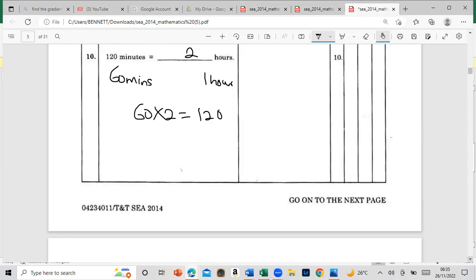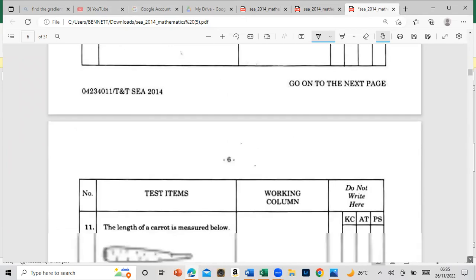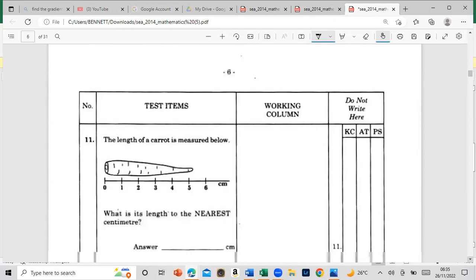Alright, could say 120 divided by 60 is equal to 2. Whichever way you look at it, alright?